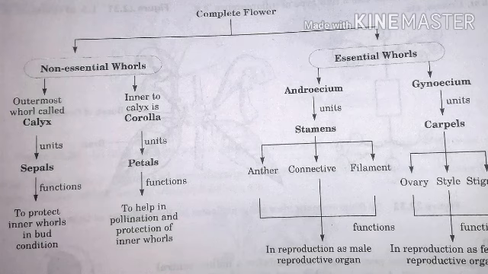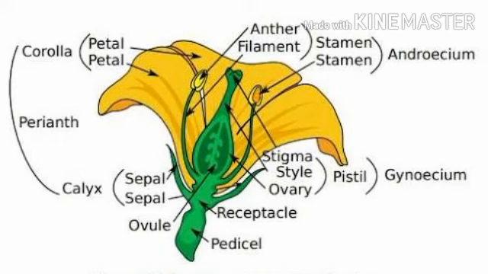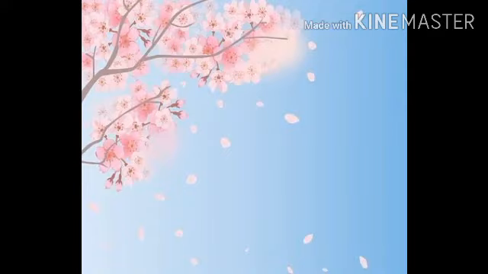These two parts, the androecium and gynoecium, since they undergo sexual reproduction, are called the essential whorls of a typical flower because they are the fertile parts of a flower. So these are the parts of a typical flower. Here is the diagrammatic representation of a typical flower. All parts are mentioned here: corolla, calyx, androecium, gynoecium, where each is present, everything.